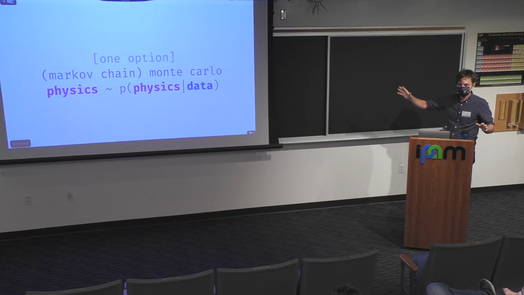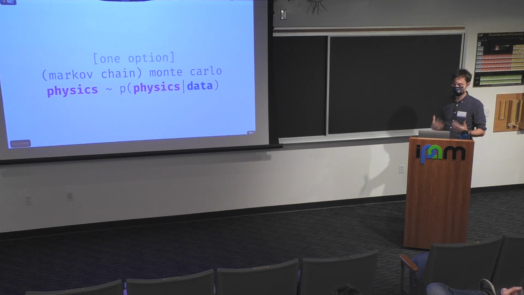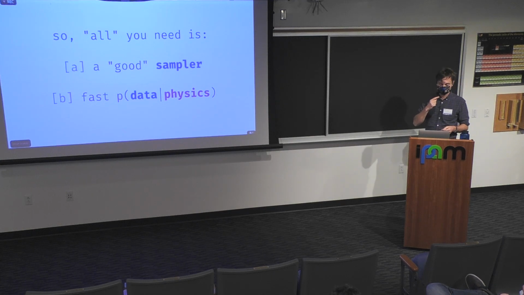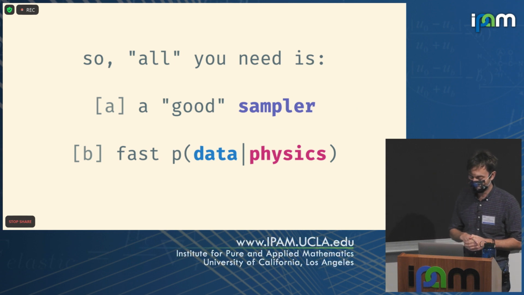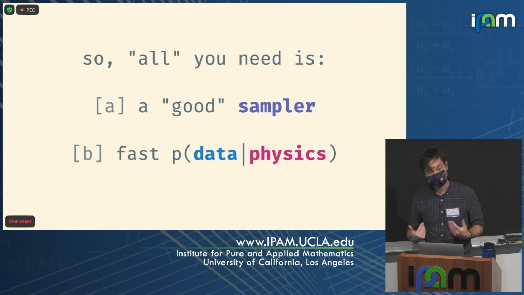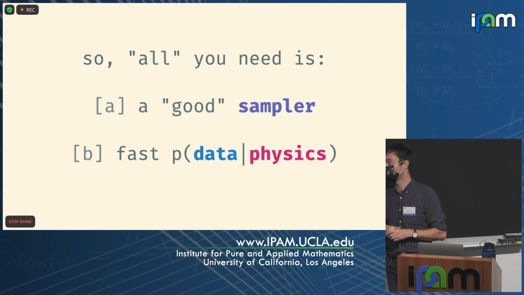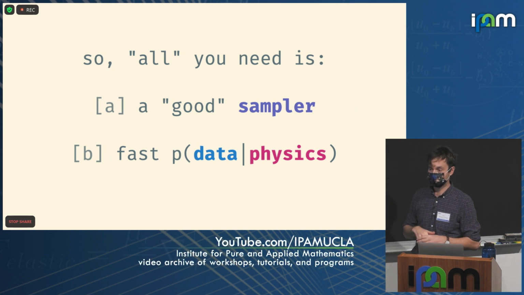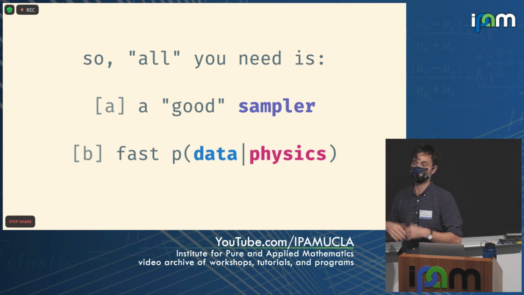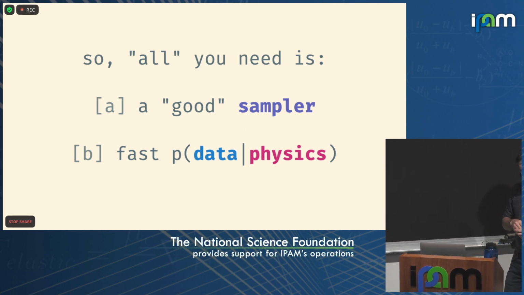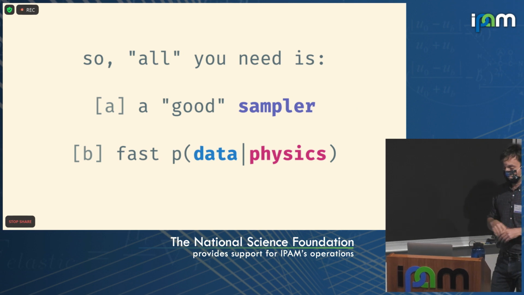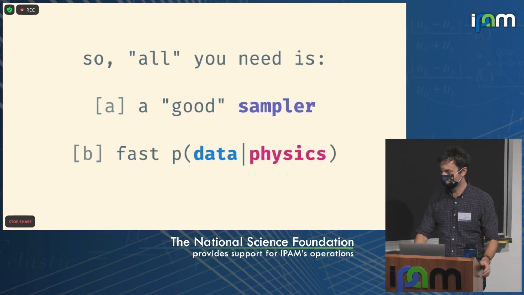This is the thing we have to do. We're doing integrals. And for the rest of the talk, I'm going to focus on Monte Carlo methods for doing these integrals. Good. So all you need to do is you need a good sampler. I'm going to define what good is. And for everything that I'm going to talk about today, we need some way of evaluating the likelihood function, or something that's proportional to the log posterior. Those are the pieces that we need. That's it. So the story is pretty straightforward.